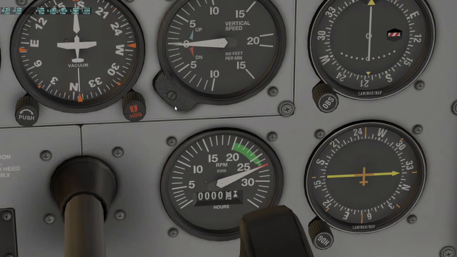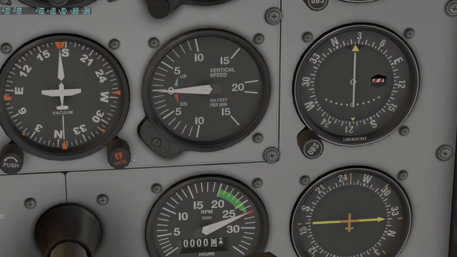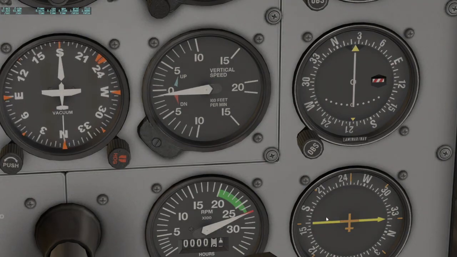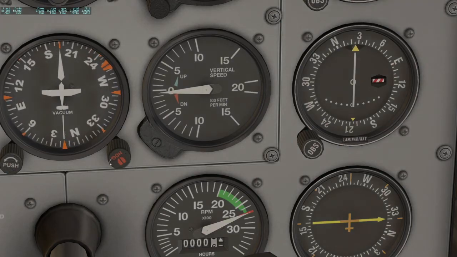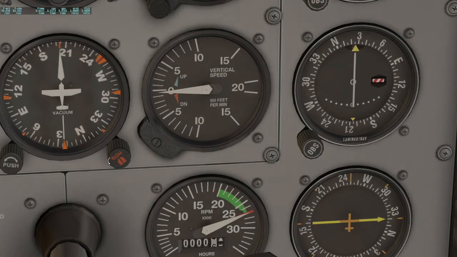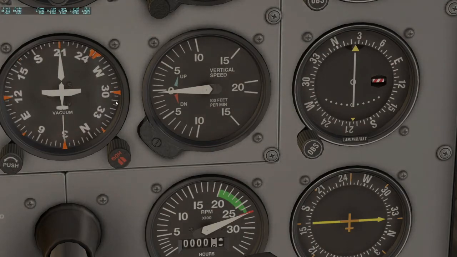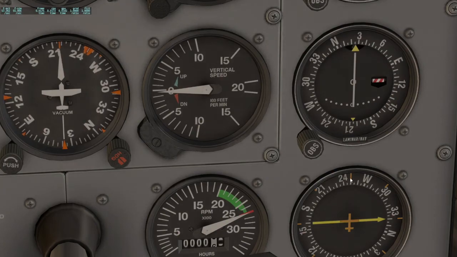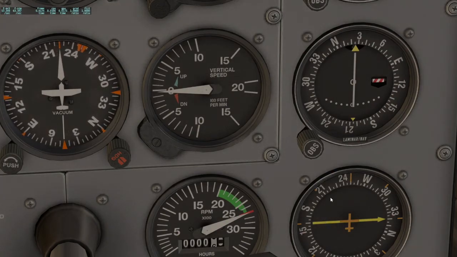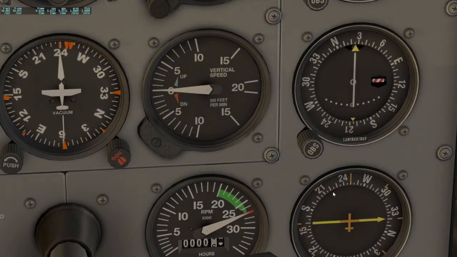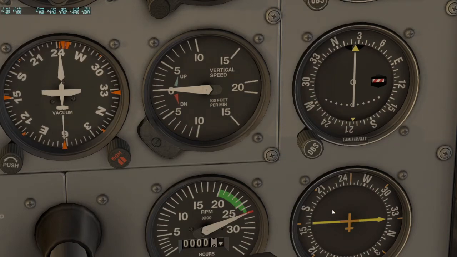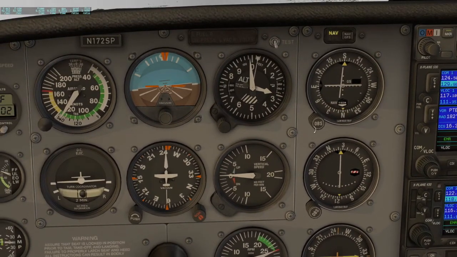So I need to fly in the direction 230. I'm going to turn 230. I'm sorry, 250. Okay, so I need to turn in the direction of 250 until I intersect the 60 degrees from the 250, which is right here, the 190. So I come back up, change this to 190.